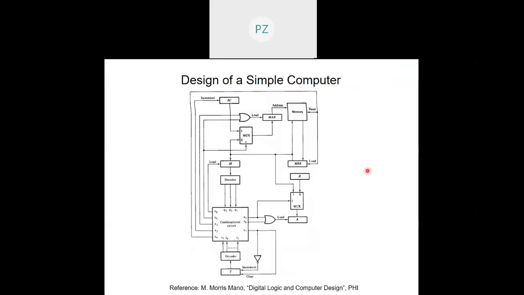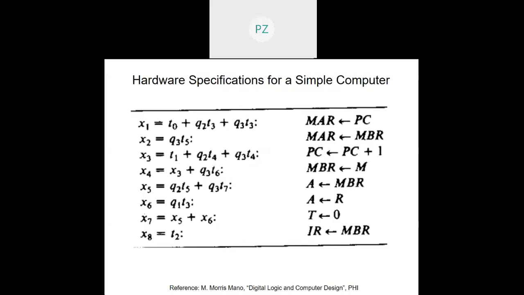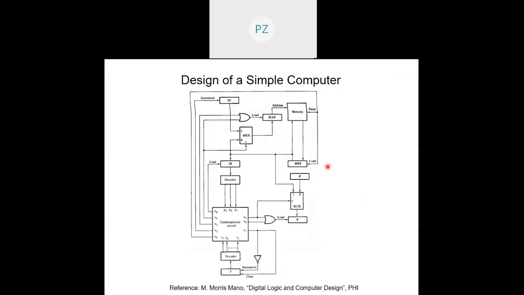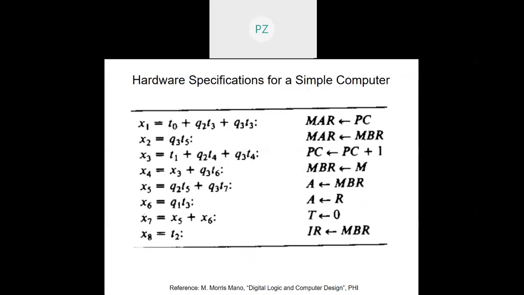So X4, what all does it do? It controls the read signal of memory, and it controls the load of MBR. So whatever comes out of memory, that will be loaded into MBR, right? That is what it does. M into MBR, and the address will come from MAR, which must have been loaded in the previous clock cycle, right? So this is taken care of.